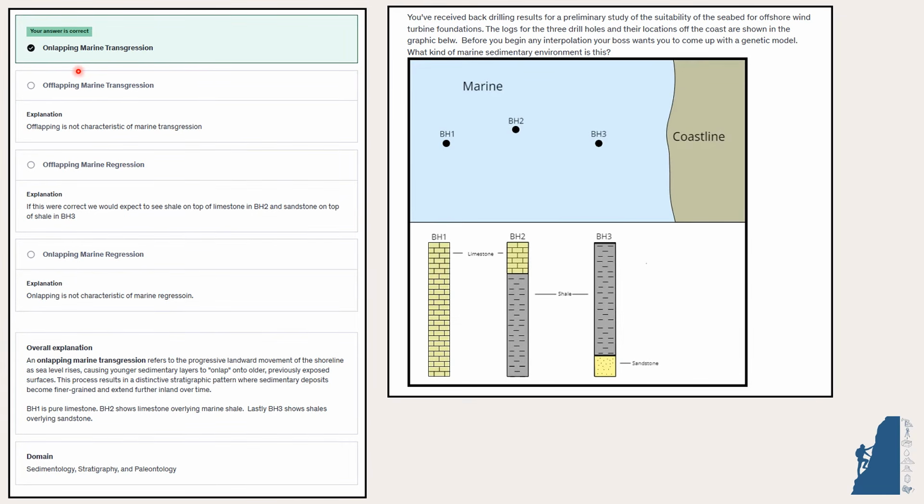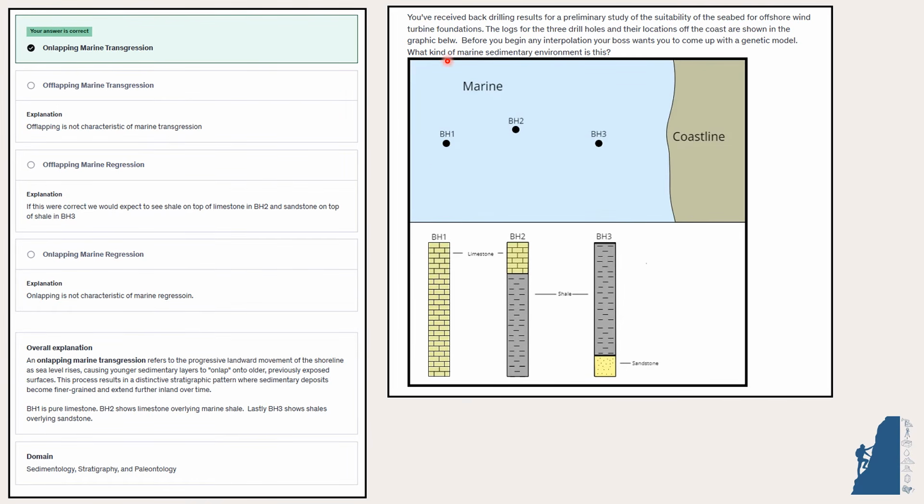So the correct answer is onlapping marine transgression, option 1. Why is that? Well, offlapping never goes with transgression. Offlapping you should immediately associate with regression. Just semantics. Don't worry about it, or don't think about it too hard. Offlapping just refers to a seaward shift of depositional environments. Onlapping refers to the landward shift of sedimentary environments.